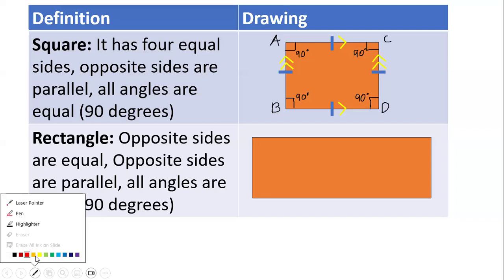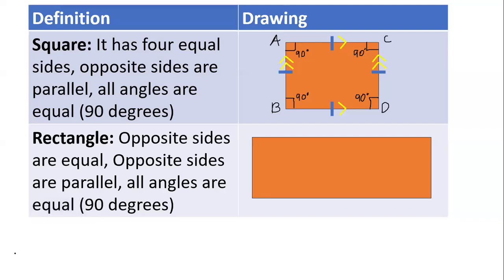What do we have? Well, we know that all angles are 90 degrees. So let's indicate that. What does this box indicate? 90 degrees. So this box indicates 90.